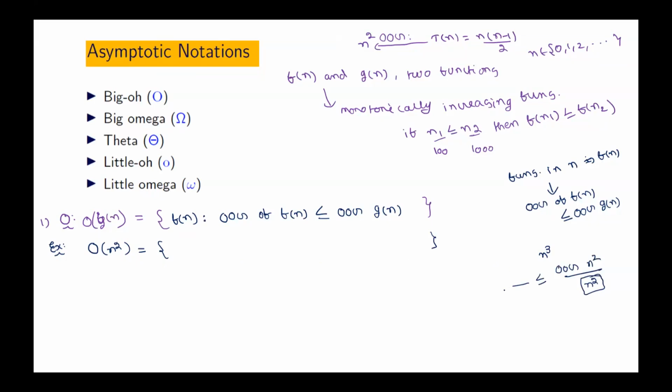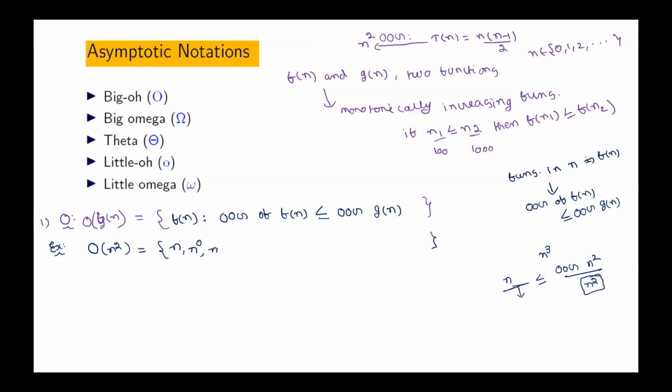Now whatever we write here, its order of growth should be less than or equal to n square. So what can we write here? n? Is that correct? n's order of growth is less than n square. Yes, n is correct. We can write n to the power 0, log n, and so on.